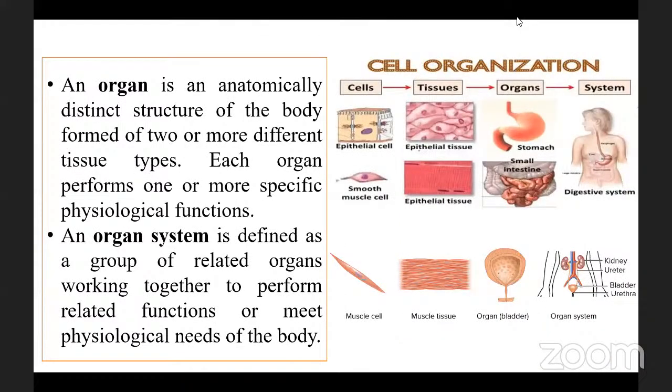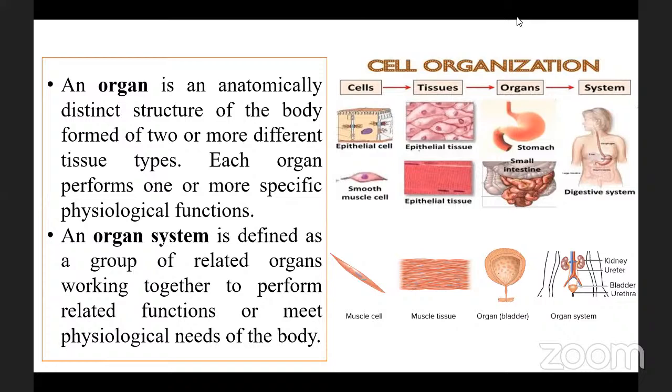If a few tissues which are different in nature come together to perform a specific physiological function, then that group is called an organ. It can be the brain, the stomach, the intestines, the heart, the liver, the lungs, or any organ which contains different tissues, but they together act in harmony to perform one single goal.